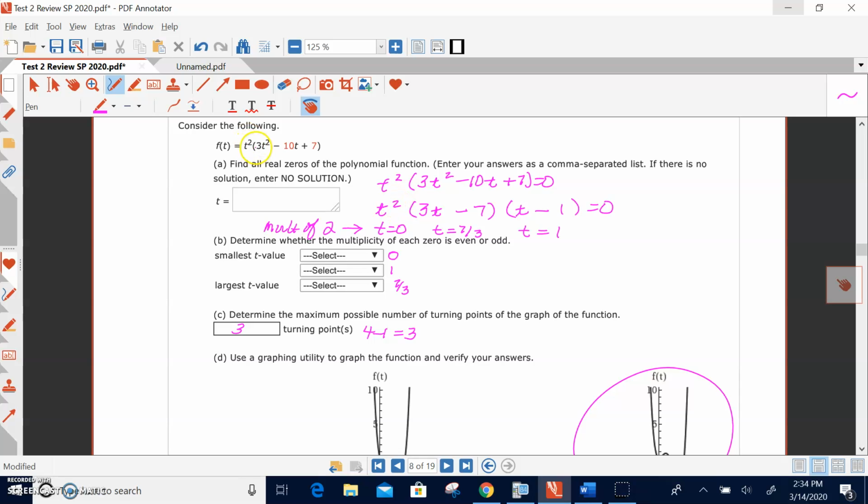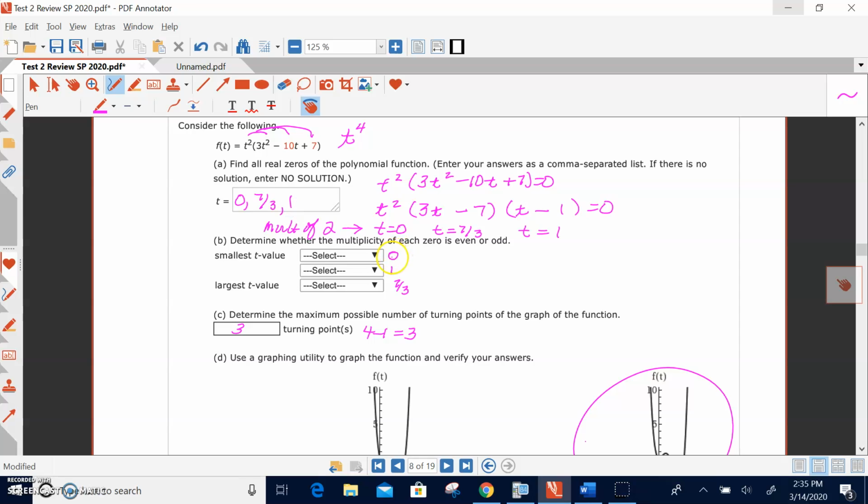And also, let's look back at the top. How many zeros were we looking for to begin with? It's hard to tell because this one's in factored form. But if I multiply this thing out, the highest power would be a 4, a t squared times a t squared. That means I'm looking for 4 zeros. And I have this one, and this one that occurs twice, so that's a total of 4. So I would enter my zeros as a 0, a 7/3, and a 1 separated by commas.